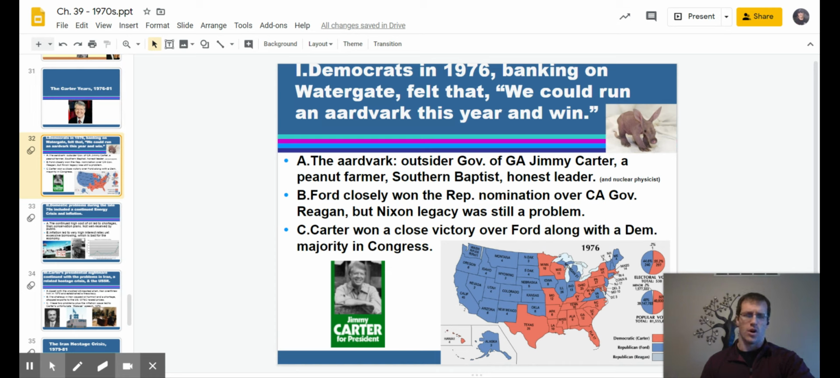I love this quote from, I don't remember who it is, a member of the Democratic National Committee. He says in 1976, in the run-up to that election, that after Watergate, we can run an aardvark this year and win. And in a lot of ways, he's absolutely right.